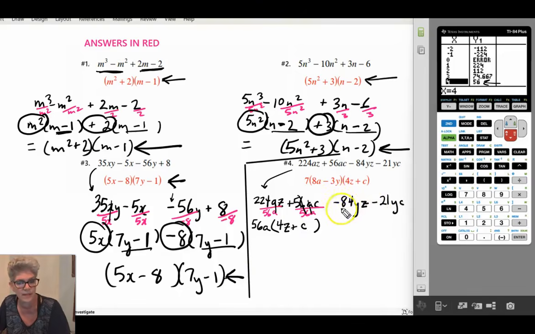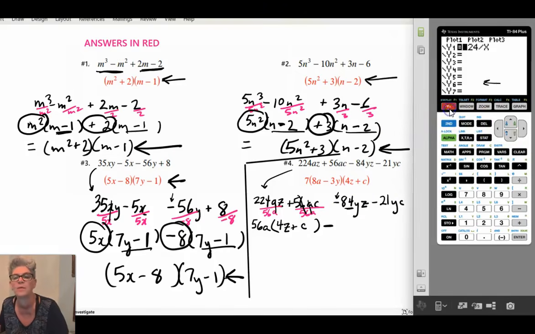Okay, now with this next pairing, since the leading term, the one it starts off with, is a negative number, I'm going to be factoring out a negative number. Now let's just forget about the negative symbol. What do 84 and 21 have in common? And if you don't know instantly, then we can repeat this process.